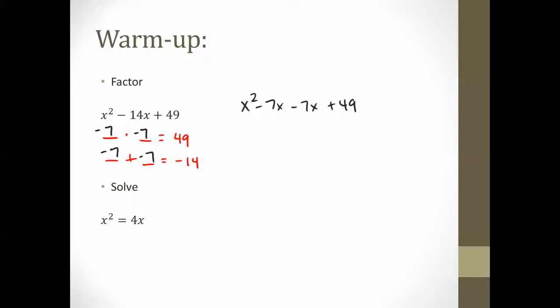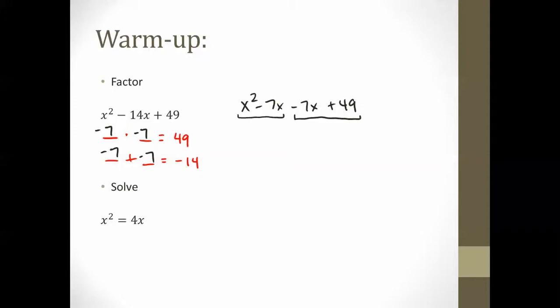So in order to factor this, we can rewrite the middle term. Instead of negative 14x, we'll rewrite it as negative 7x and negative 7x. So we have x squared minus 7x minus 7x plus 49. Then we can factor by grouping, where we group the first pair and the second pair and factor out GCFs.